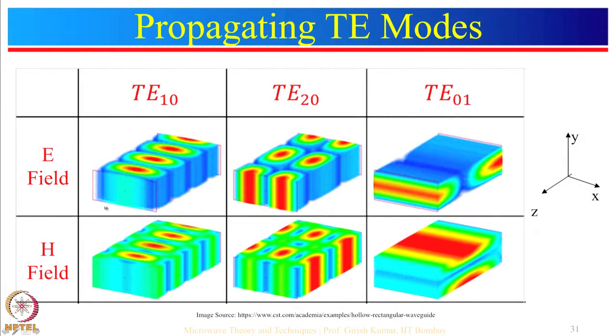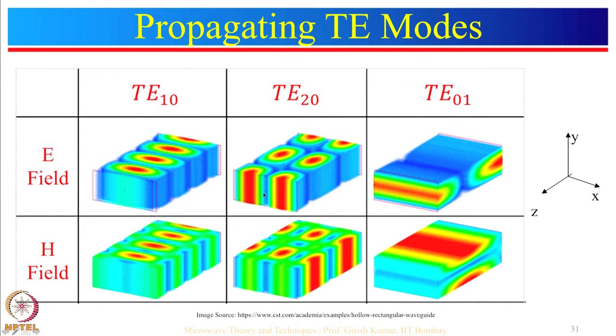As you can see, this is the x-axis, this is the y-axis, and this is the direction of propagation. As you can see from this figure, in the x direction there is half sinusoidal variation of the field, because at this point the field is 0, here it is maximum, here it is 0. So there is half sinusoidal variation along the x direction, and along the y direction there is no field variation. So this will be TE10 mode.